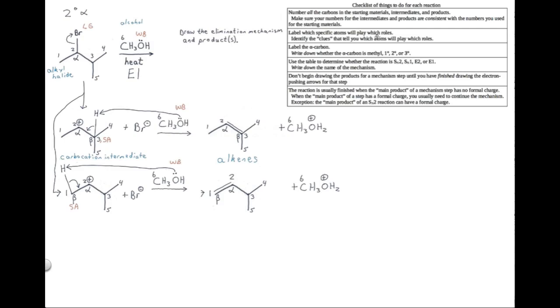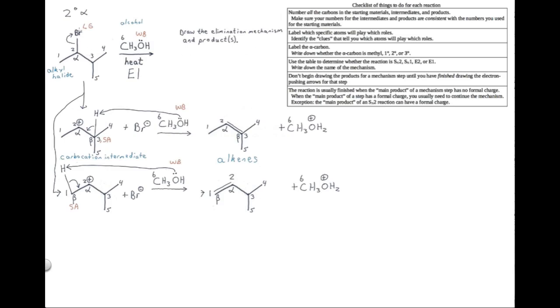Notice how we're labeling the roles that atoms will play in each step. Here's the leaving group in the first step. Here's the weak base and strong acid in this step. I encourage you as a beginner to label the roles that the atoms are playing and identify the clues that tell you that the atoms will play the roles.